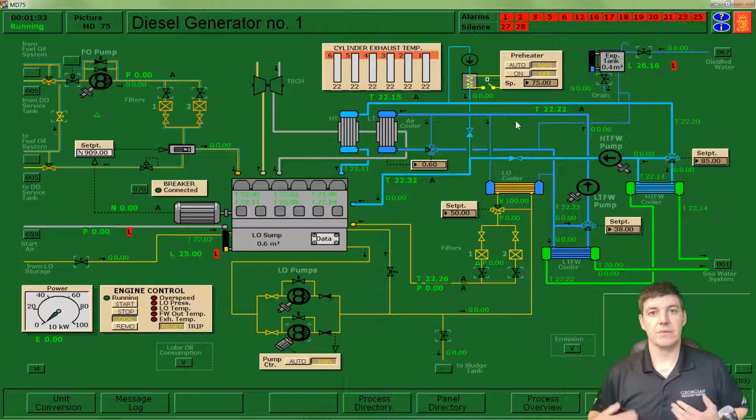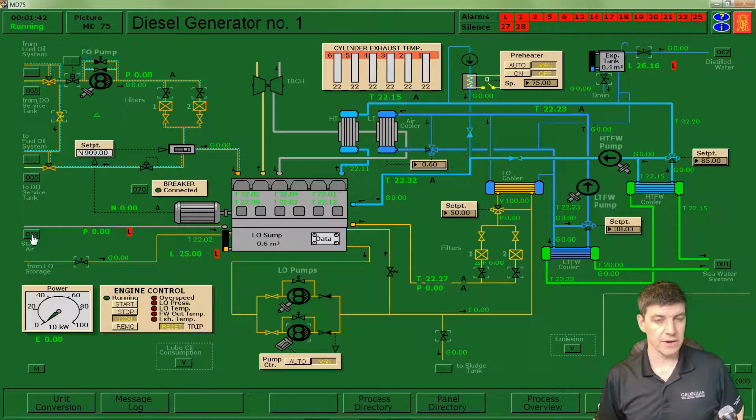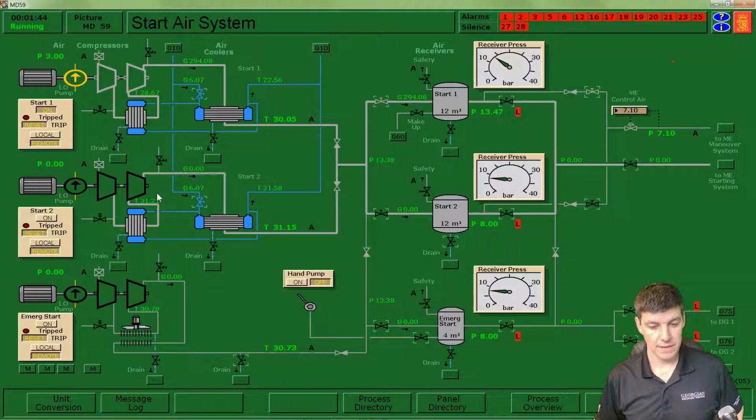Okay, so in order to get it running, we're going to have to supply it with a number of resources. And one of those resources we created last week. So let's go back to our start air system and take a look. Up here I have my air compressor number one on. It has cooling water being supplied to it, and it is in remote, and I'm using my control system to decide when it turns on and off. It's supplying air to my air receiver, and I can see that my air receiver pressure is starting to build.